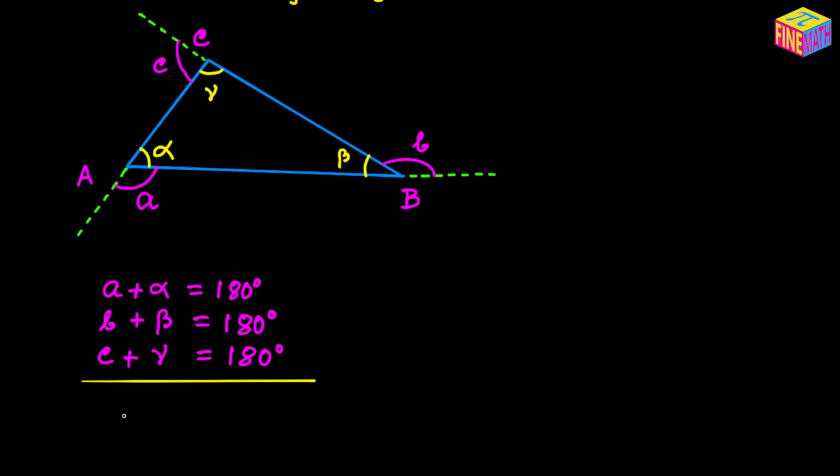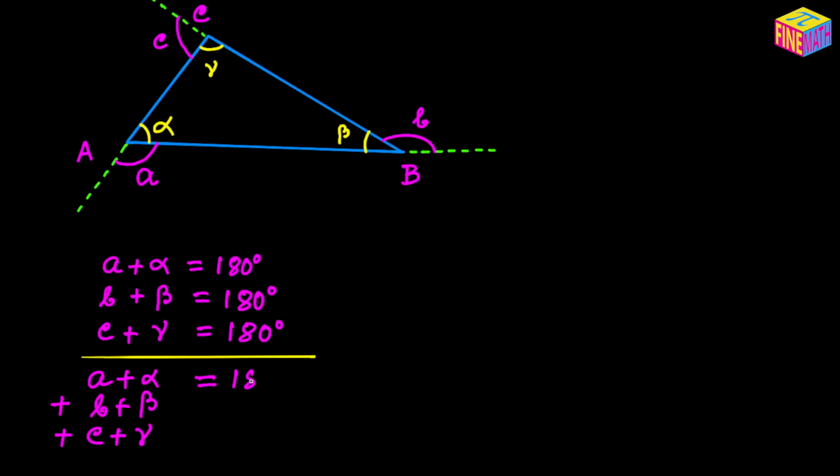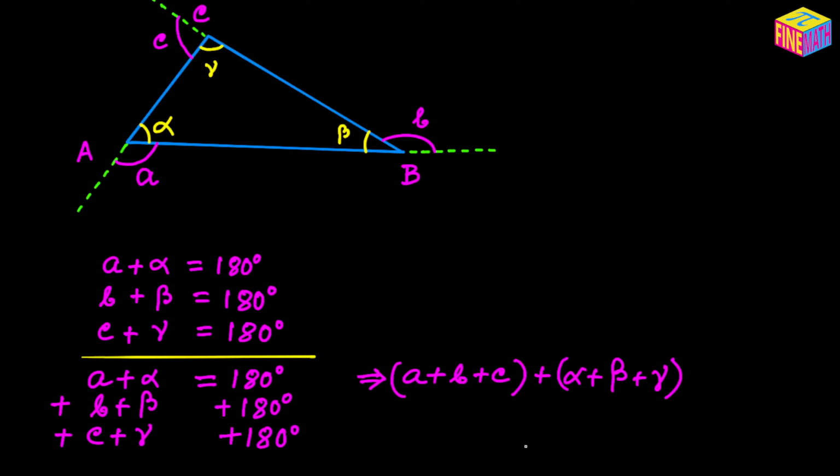Now if we add them, we get a plus alpha plus b plus beta plus c plus gamma, which is equal to 180 plus 180 plus 180 degrees, which should be 540 degrees, but I'm intentionally writing it like this so that we can easily show something here. Can we write them like this? I'm grouping a, b and c together, plus alpha plus beta plus gamma, and all of that is 3 times 180 degrees. You can see that a plus b plus c is actually the sum of the exterior angles. So in place of a plus b plus c, I'm going to say this is our sum. So the sum plus, what is alpha plus beta plus gamma?